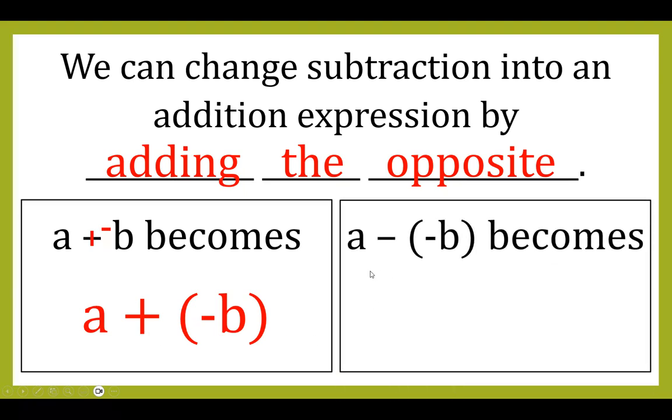Okay, now let's look at one other example. So here I have A minus negative B. So if I'm going to add the opposite, this is going to become a plus. So my minus becomes a plus. The opposite of negative B is positive B. So this is going to become a positive. So here I'm going to add the opposite. So A minus negative B becomes A plus B.